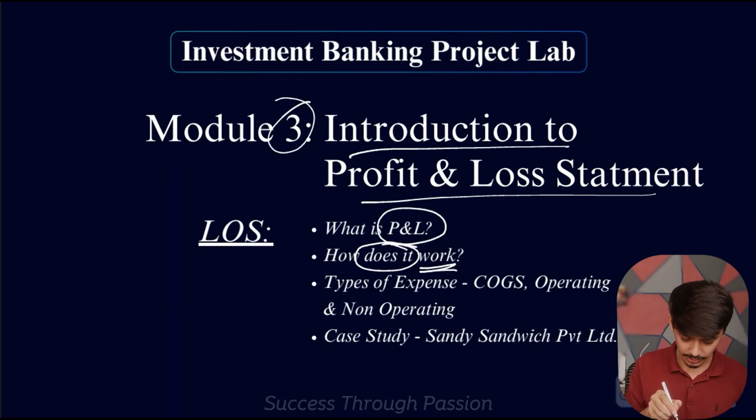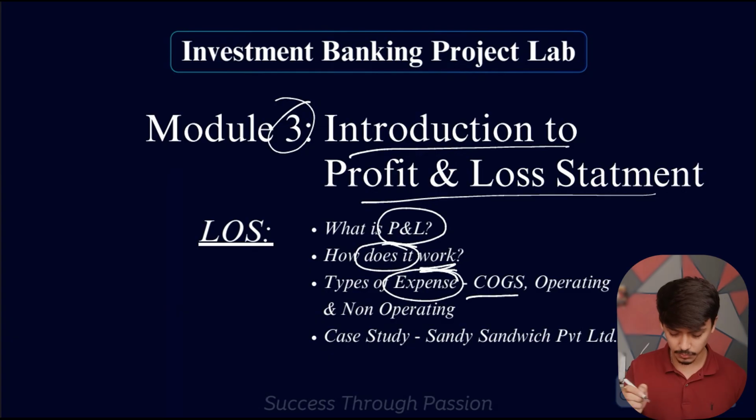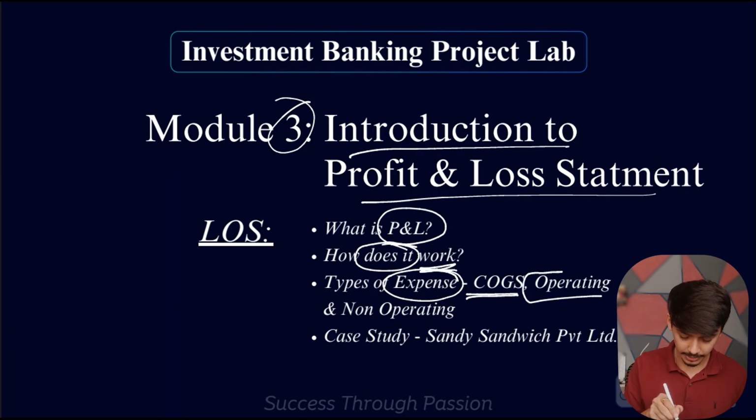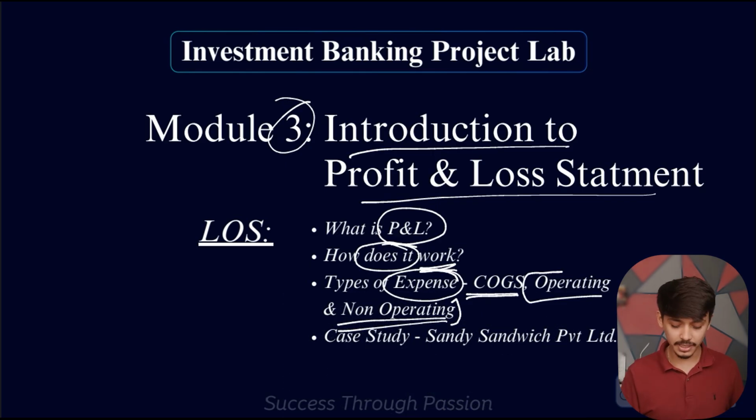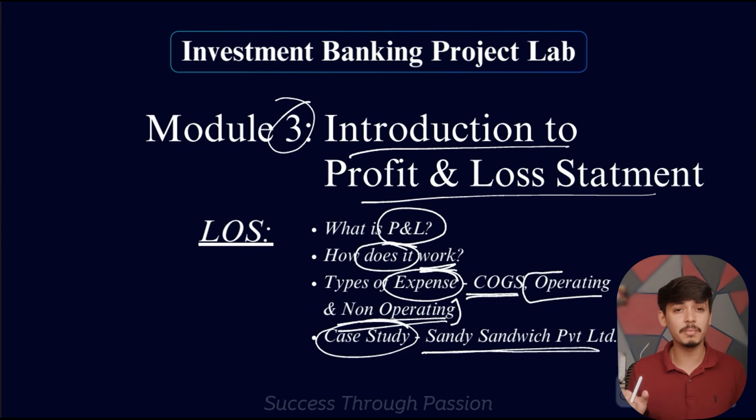Next, we are going to understand types of expense. Here we are having COGS, which will help us understand the gross profit. Next, we have operating and non-operating expenses. So here we are going to understand each and every line item of expenses that a P&L has. So as we understand the entire P&L line items, we will work on a case study of Sandy Sandwich Private Limited, where we will model the entire P&L statement of the current year, which will help us understand what the business is doing as of now.